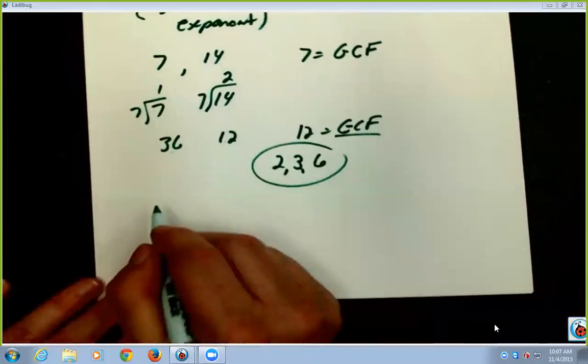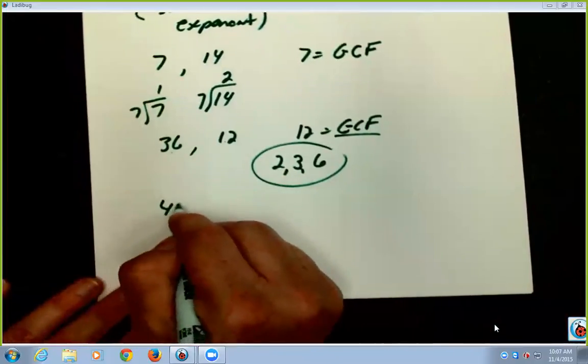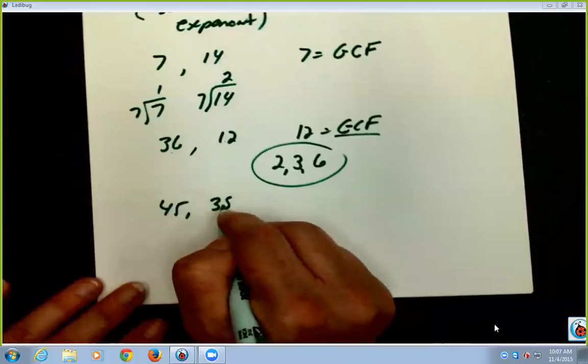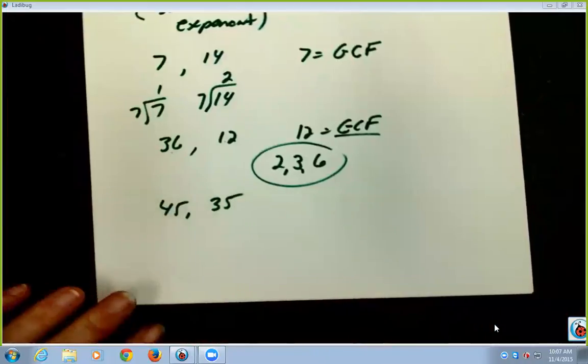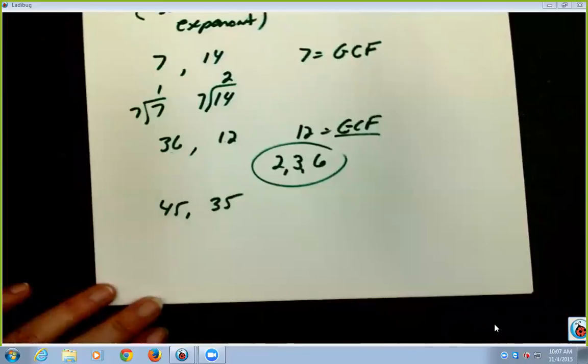So then, let's look at another one. What if you had 45 and 35? What will go into 45 that also goes into 35, and it's the biggest number that I can put in there? What would it be? 5.